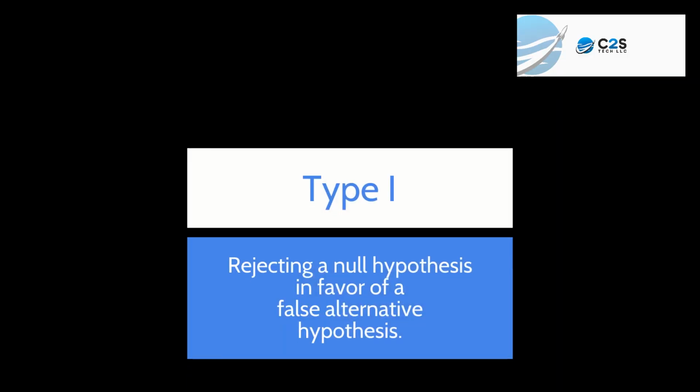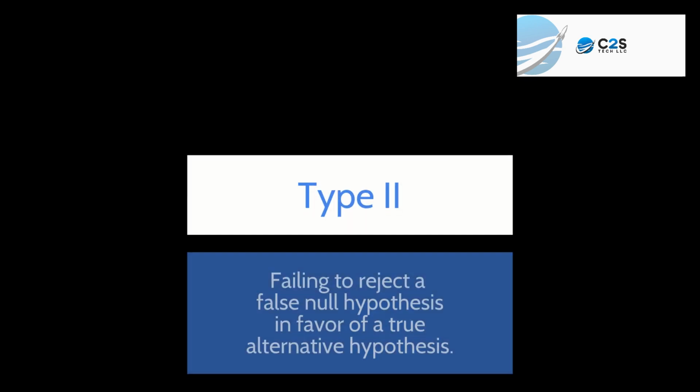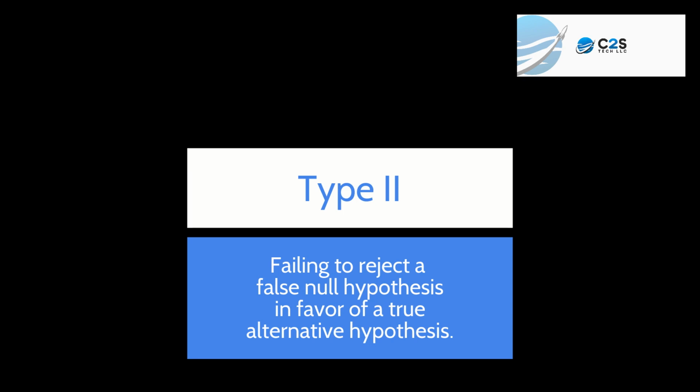So I'm going to read to you what the textbook definition is, and then I'm going to explain them to you in just regular words. A type 1 error is rejecting the null hypothesis in favor of a false alternative hypothesis. And a type 2 error is failing to reject a false null hypothesis in favor of a true alternative hypothesis. Does that help? I don't think that helps. It drives me crazy. It's just basic science communication. I'm going to give it to you in way simpler terms.